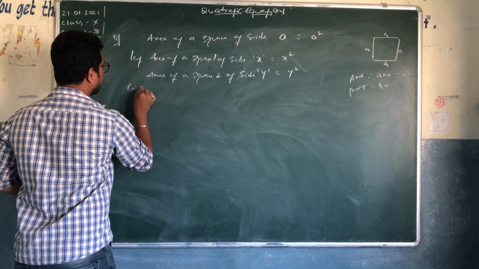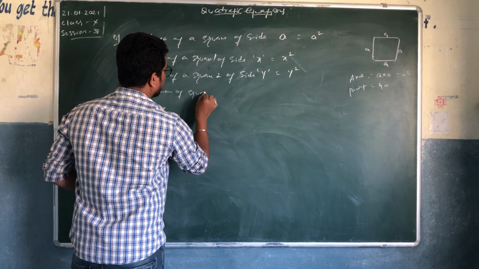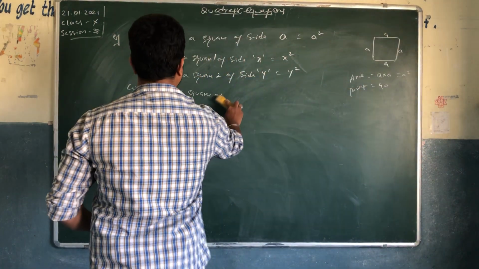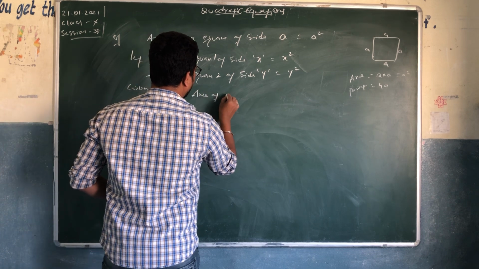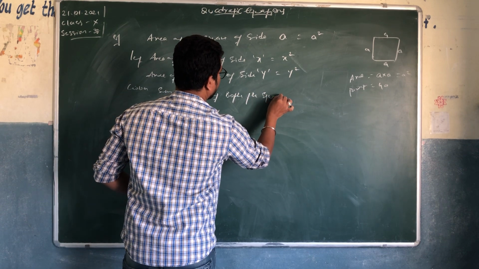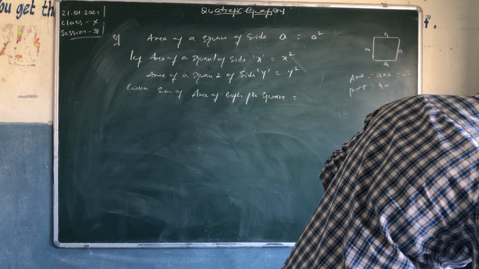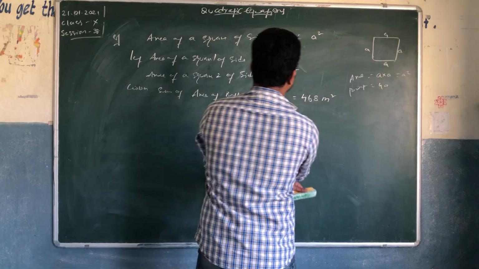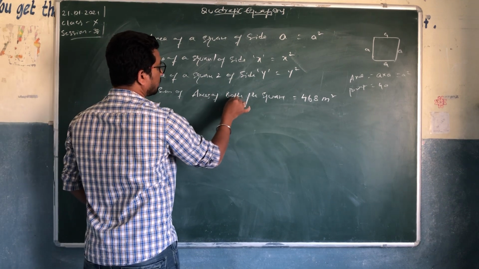Now given, sum of area of both the squares is equal to 468 meter square, right? Now area of square, sum of areas of both the squares.